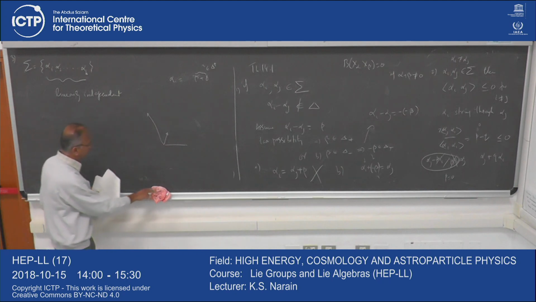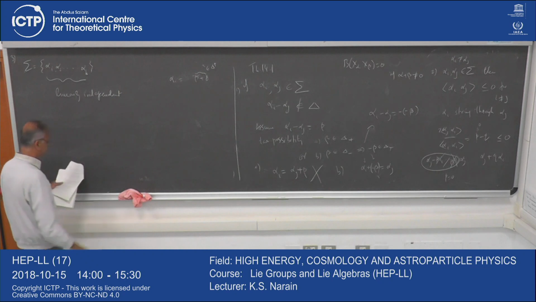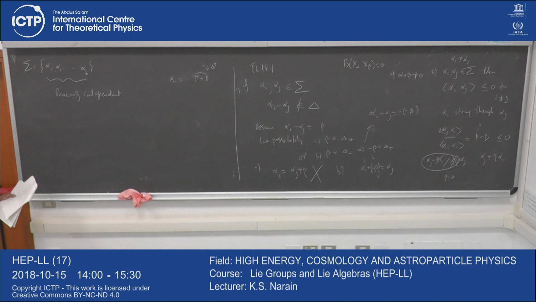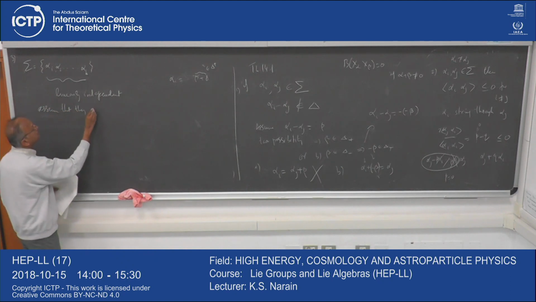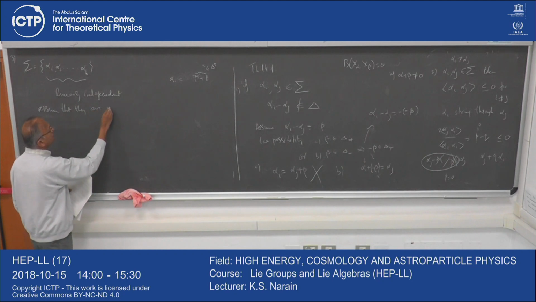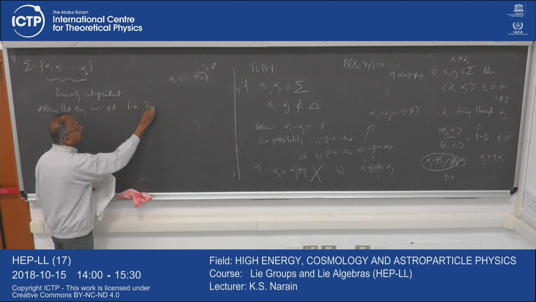So the proof is the following. Let's suppose, again by contradiction, assume the opposite: that they are linearly dependent. Assume they are linearly dependent, not linearly independent.